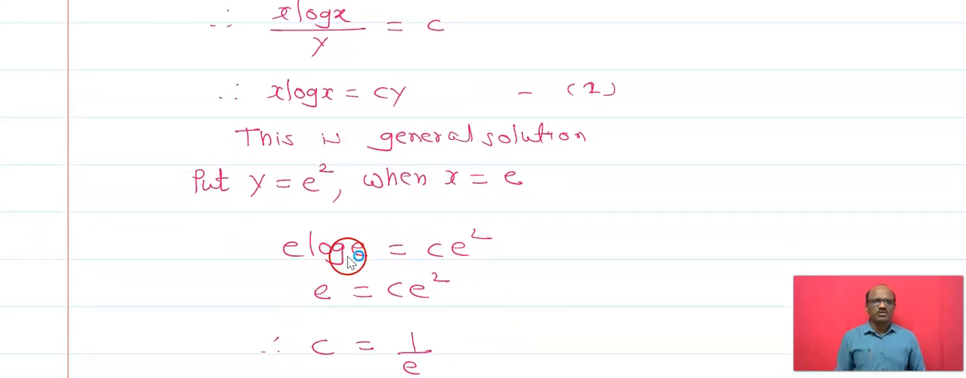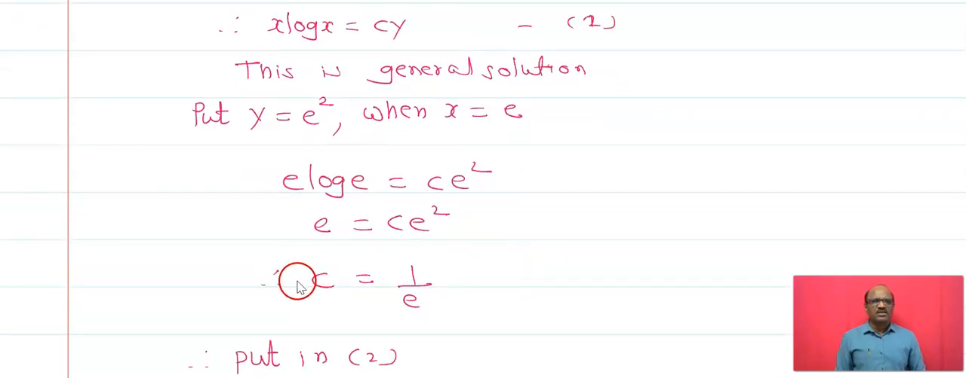What is the value of log of e? Its base is e. Its value is 1, therefore 1 into e is e. e is equal to c into e square. What about the value of this c? The 1 e gets cancelled, and therefore c is equal to 1 upon e.